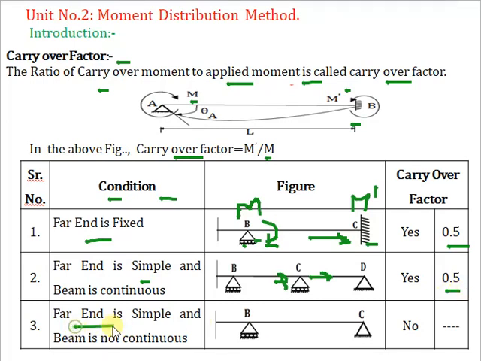And the far end is simple and the beam is not continuous. If it is simple, it may be a roller or hinge support. In that case there is no carryover factor. So the moment is not carried ahead due to this simply supported end. So this is about the carryover factor.